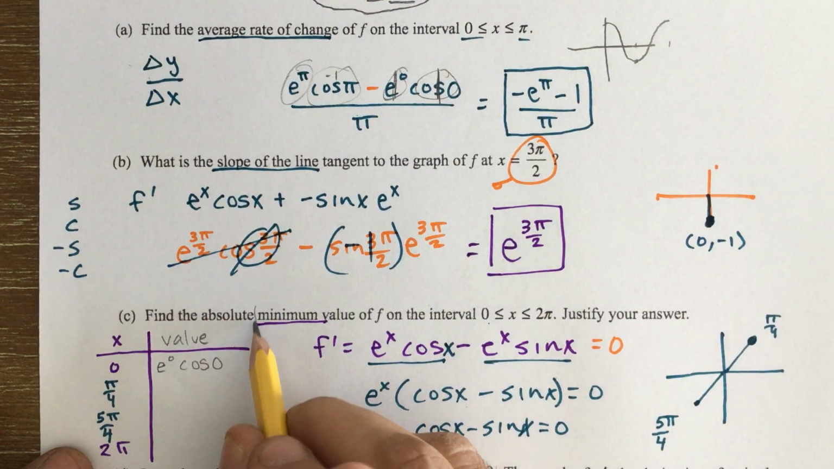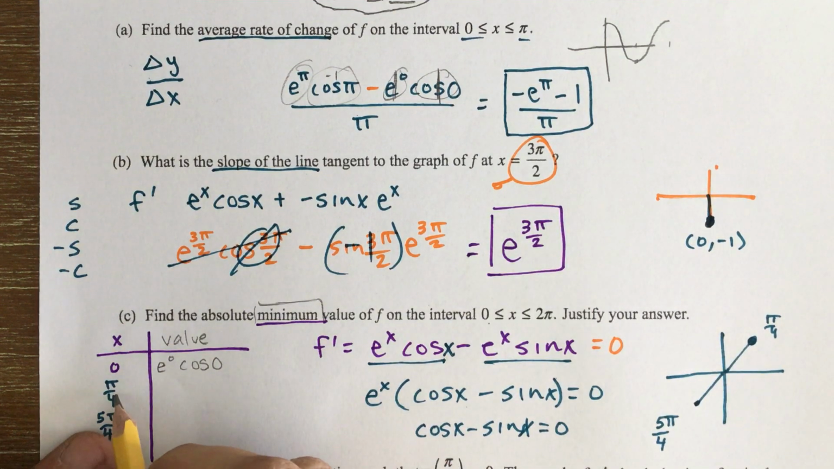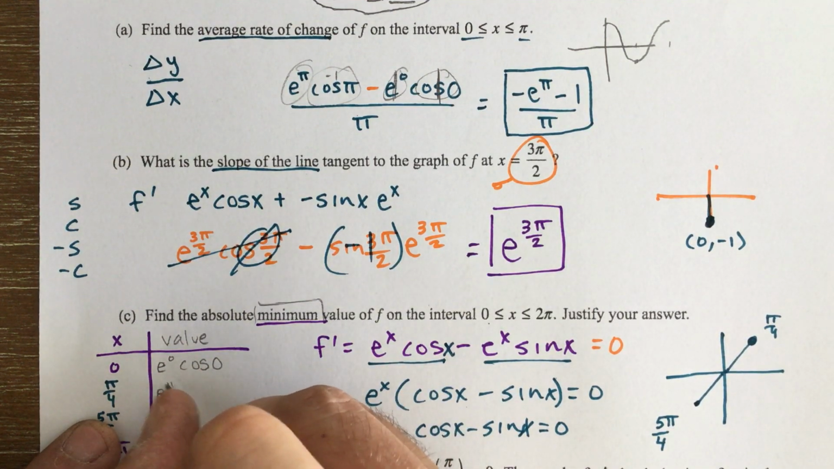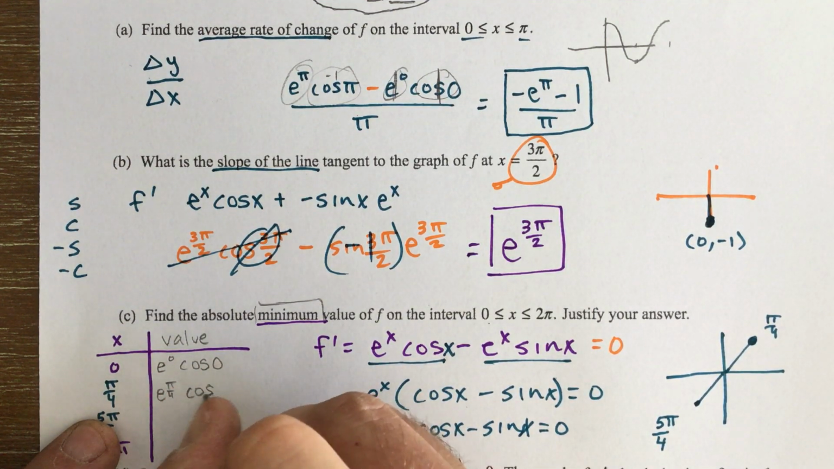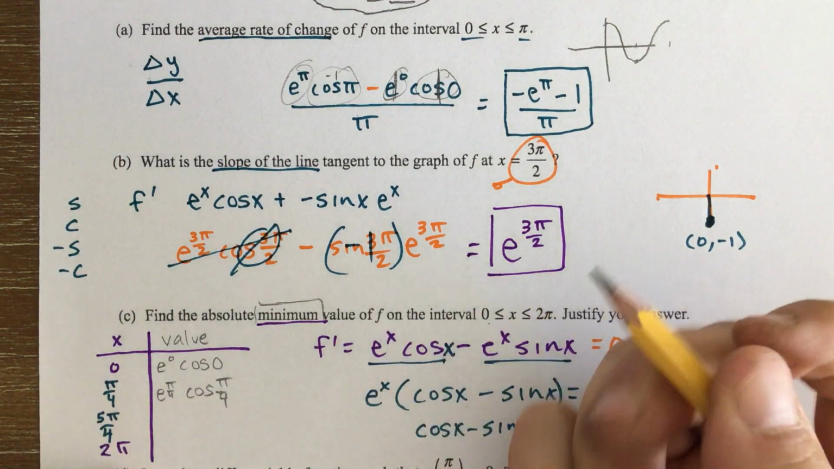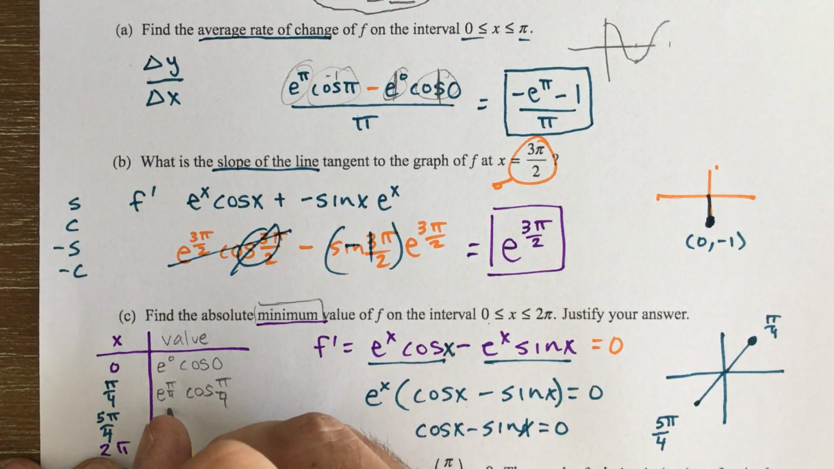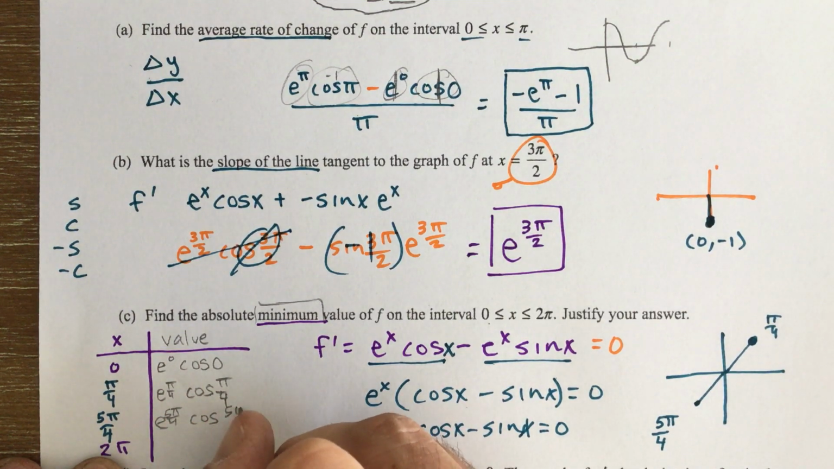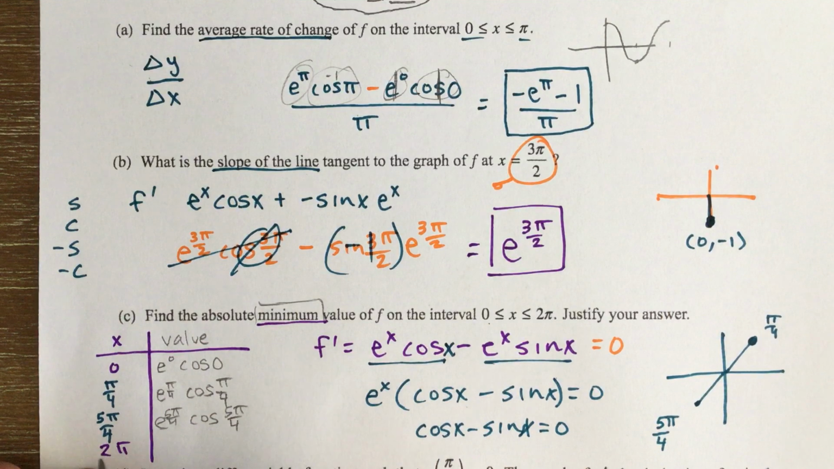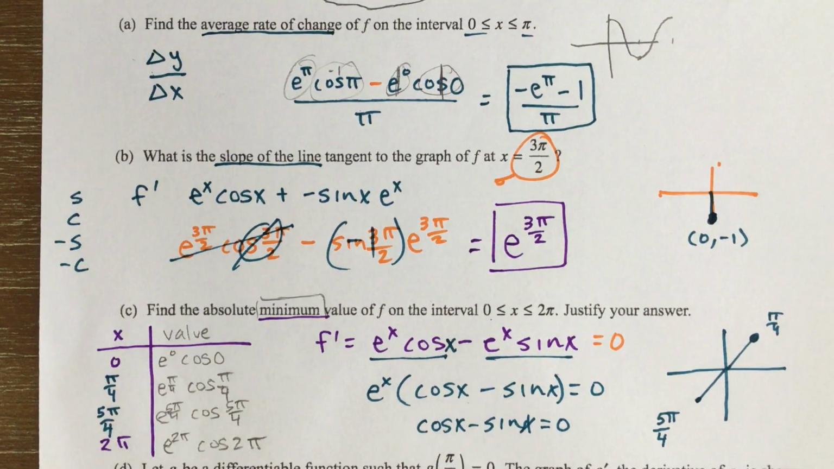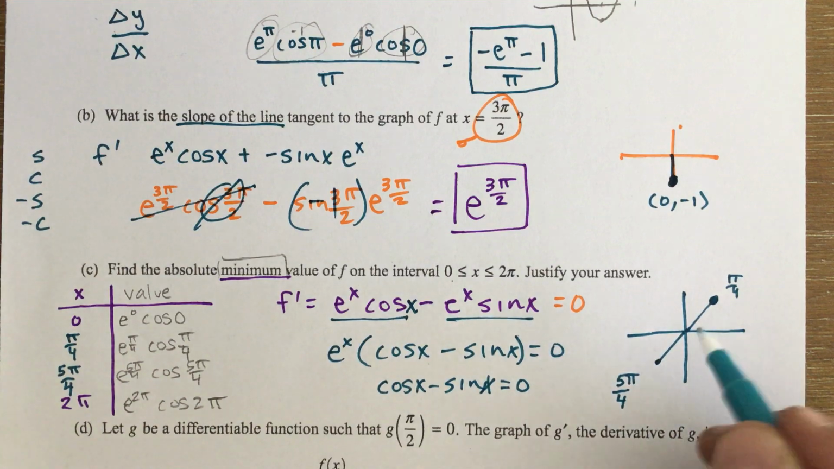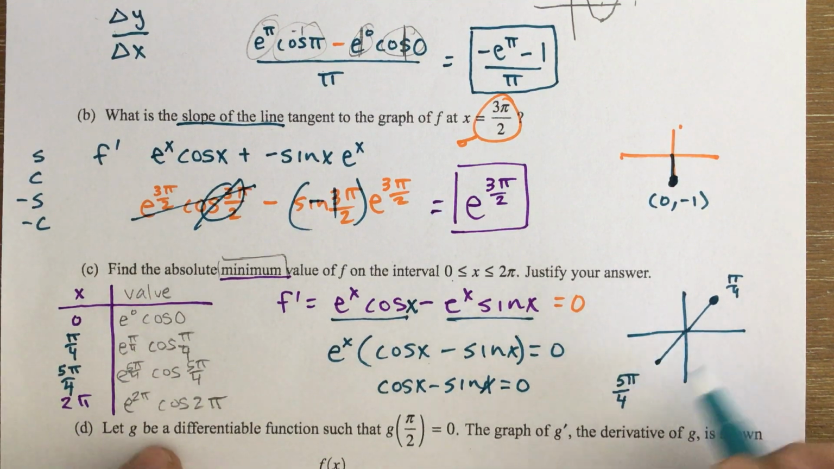We are looking for a minimum. So. All right, pi over 4. So we have e to the pi over 4, cosine pi over 4. And then we have e to the 5 pi over 4, cosine 5 pi over 4. And last one, we have e to the 2 pi cosine 2 pi. All right, so looks like we're looking at cosine for all of these, which is our x value on our graph over here, or on our unit circle.